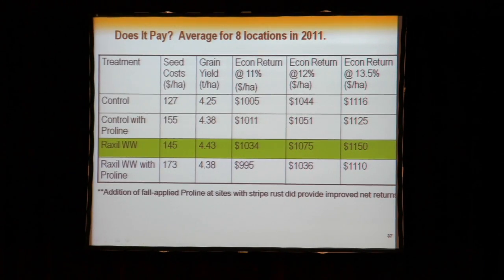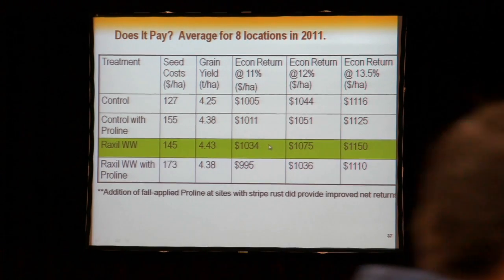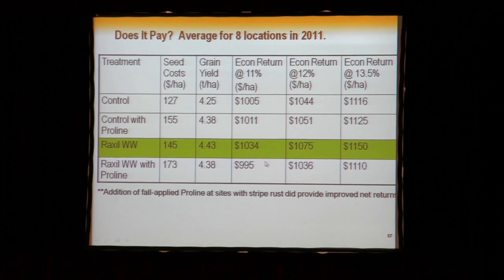The economics, the green here, the Raxil, would it pay for itself, and it clearly paid for itself in any of these protein scenarios, which is this here. The Raxil would only pay for itself combined with Proline in the fall for those sites that had confirmed stripe rust, at least so far in the study.